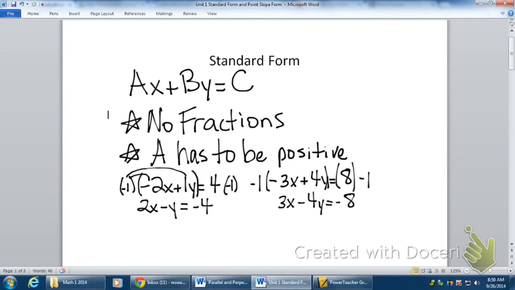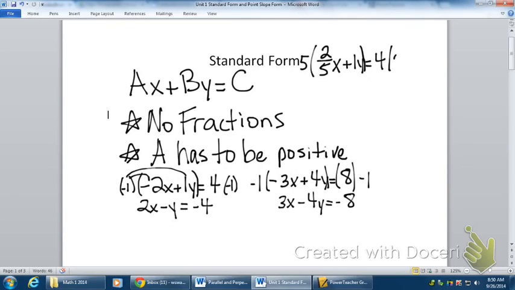So let's say we have 2 over 5x plus 1y is equal to 4. If we have this, and we want this to be in standard form, we need to get rid of the fraction. The easiest way to do this is to multiply by whatever your denominator is. In this case, it's 2 over 5, so you need to multiply both sides, key word is both, by 5.